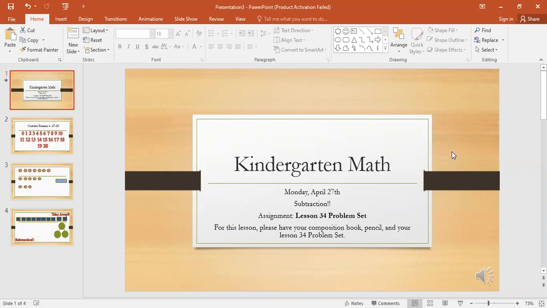Today we are going to do more subtraction. So today we're on to subtraction. We will be doing subtraction by breaking up the whole. So we're going to be taking away, breaking apart certain objects from the whole today.